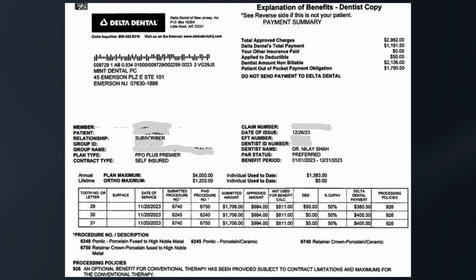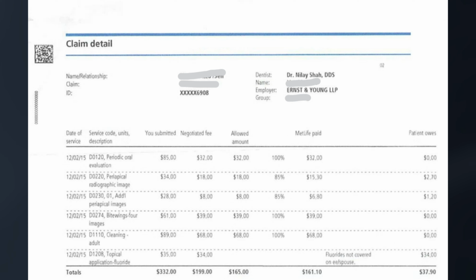Let's look at another example EOB. This one's from MetLife. This EOB is from the patient's preventive visit when they came in for a periodic visit, prophy, and x-rays. Once again, you're seeing the submitted charge, the negotiated fee, the allowed amount, what the insurance paid, and also what the patient owes for that visit. Most EOBs show the same information, but they may use different terminology, which may mean the same thing.